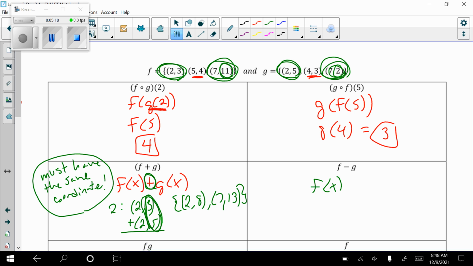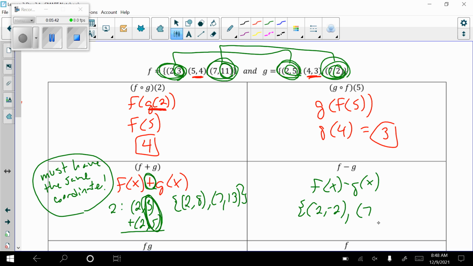Okay, let's do this again. I have f of x minus g of x. I'm going to find the like coordinate points. Again, it's going to be 2 and 7. Now I'm going to subtract my y's. 3 minus 5 is negative 2, so I have (2, -2). For my 7 coordinate, I have 11 minus 2, so I have (7, 9). That's my answer for that one.